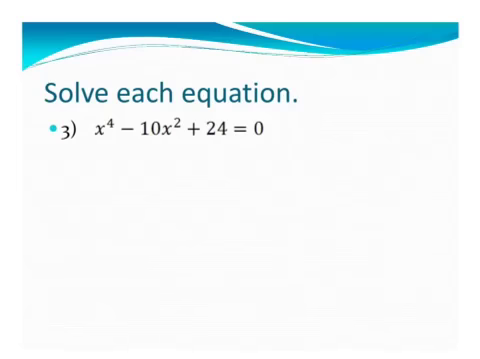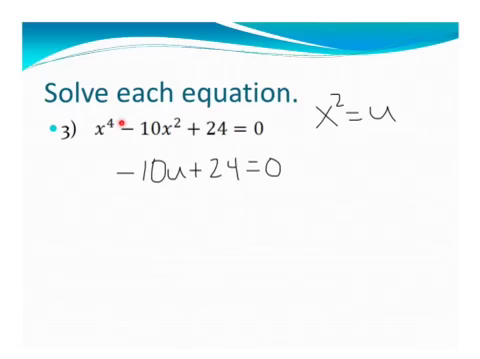If I say that x squared equals u, well then I can replace this right here with a u, correct? So I'm going to have negative 10u plus 24 equals 0. But what about this one right here?